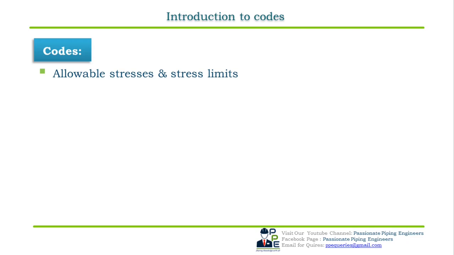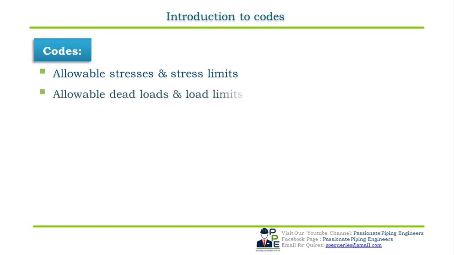Allowable stress or allowable strength is the maximum stress or tensile strength that can safely be applied to a piping system. For B31.3, that is for process piping, the allowable stress is tensile strength at temperature divided by a safety factor, that is 3. The same for B31.1, that is for power piping, the allowable stress is tensile strength at temperature divided by a safety factor, that is 3.5.